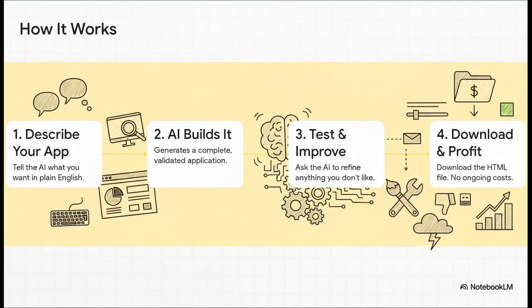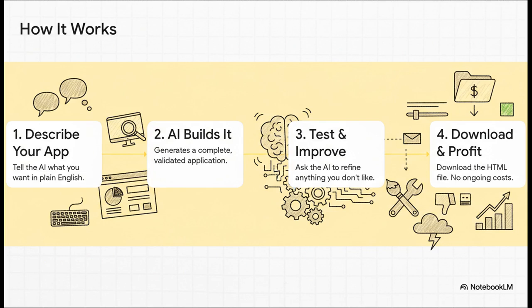All right, step 1, describe your app. And I mean, just talk to it. Type, build me a calorie tracker that has a pie chart. That's it. Step 2, the AI just goes to work and builds the entire validated application. You can see a live preview instantly.